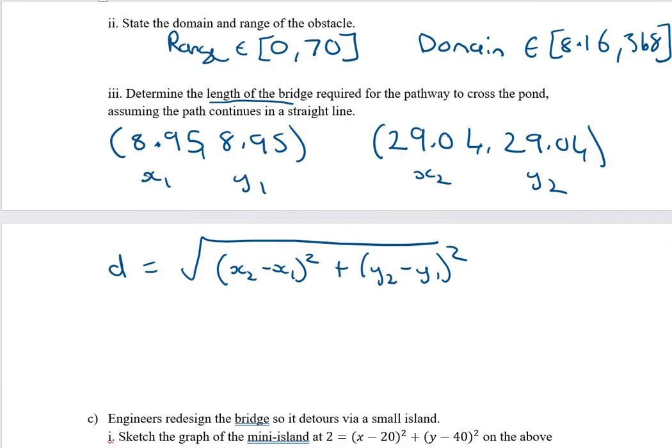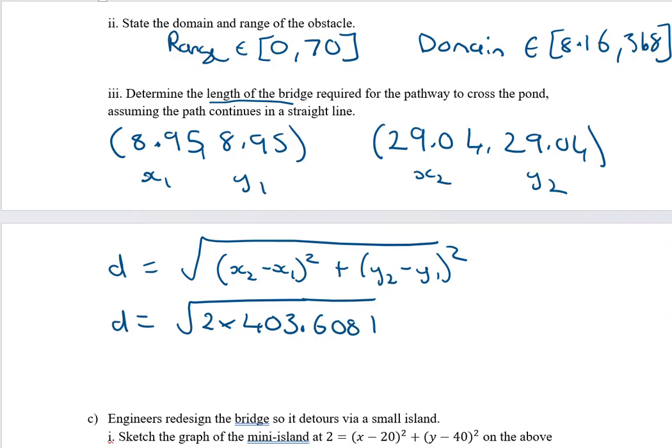Now I'm going to do a couple of steps at the same time. Of course, we can use our calculator. So I'm just going to go to 29.04, take away 8.95. And then I'm going to square it. And that gives me 403.6081. Now, we've got double of that. So I'm just going to times that by 2. It's much easier than having to worry about everything else.